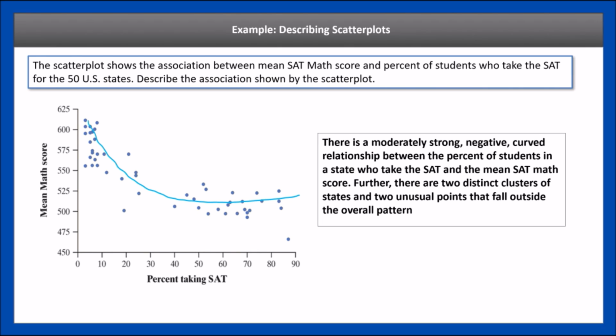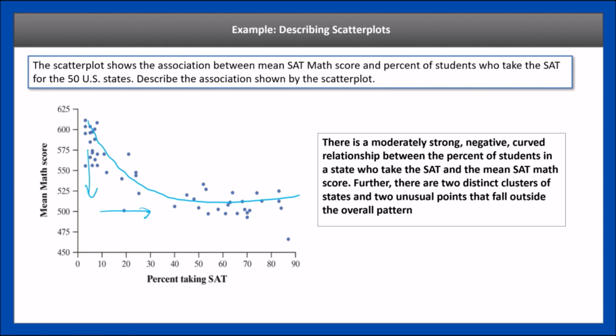So it's definitely not straight. And it's negative, right? Because it's going down as x is going up, the y value is going down. You can see that in the graph. And it looks pretty strong. It's tight to that curve, so it doesn't stray much from that curve. So that's good. It's negative, curved, and moderately strong. So we'll say it's moderate.